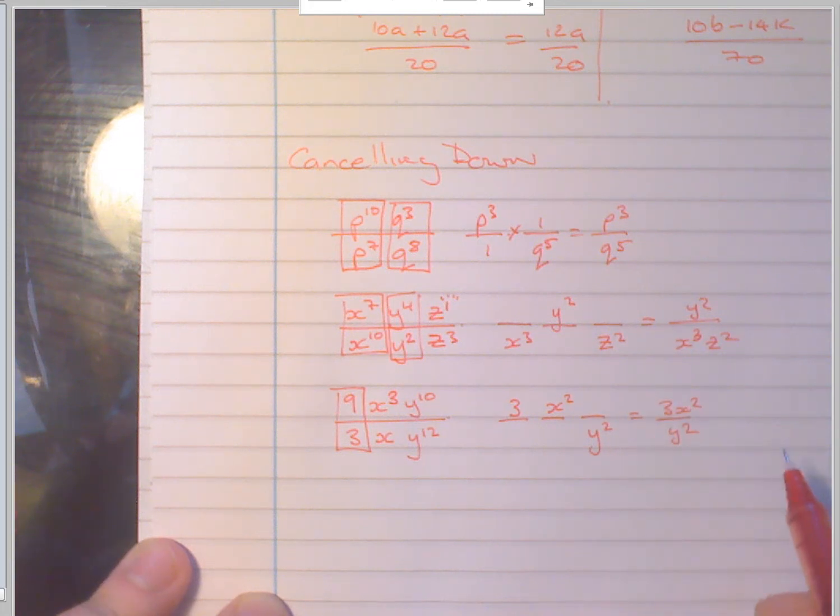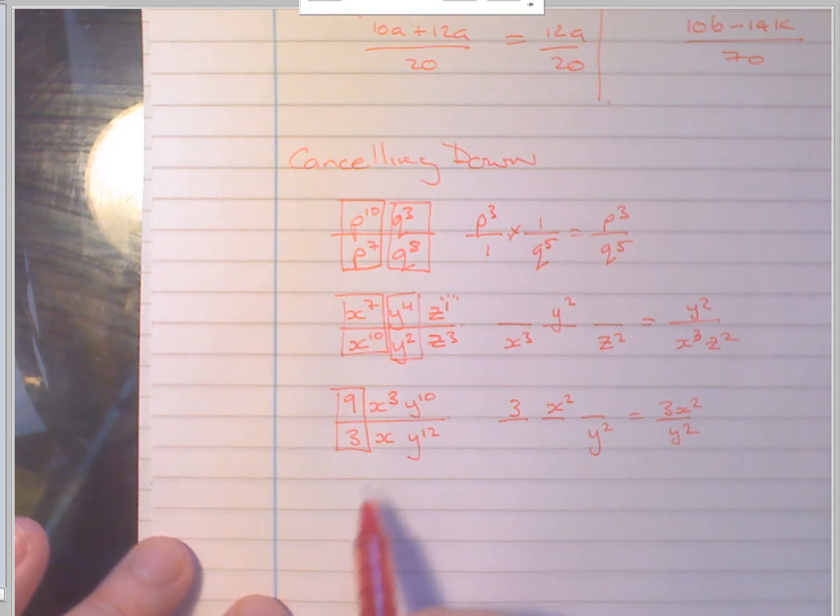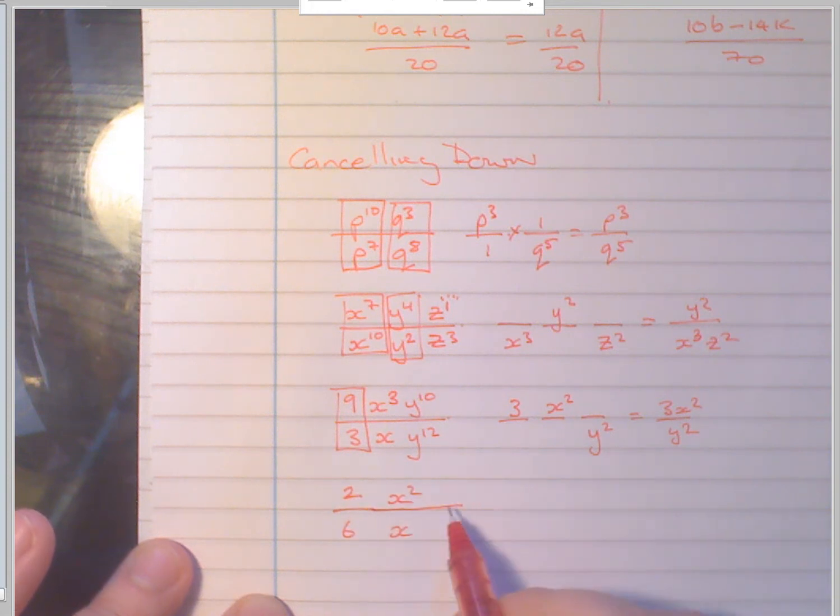A final, more difficult one, because people put the regular number in the wrong place. If I did 2 over 6, x squared over x, and we'll do y to the power 3 over y to the power 10.